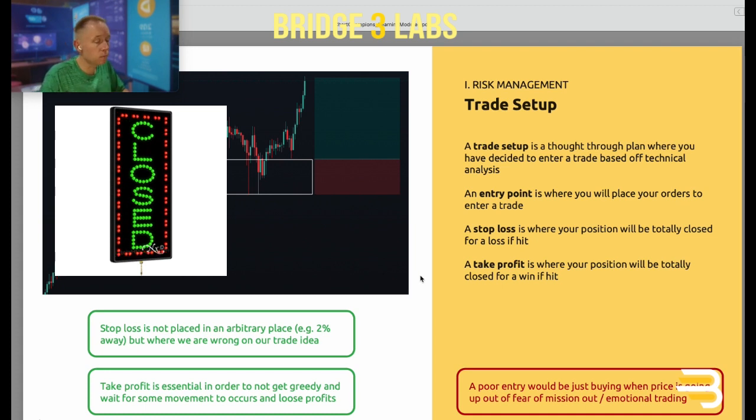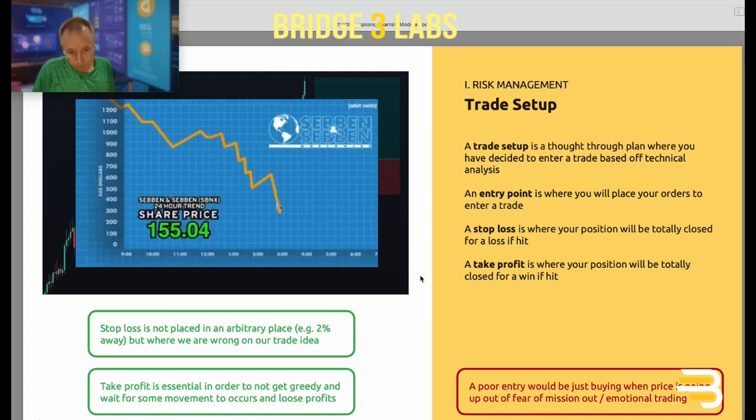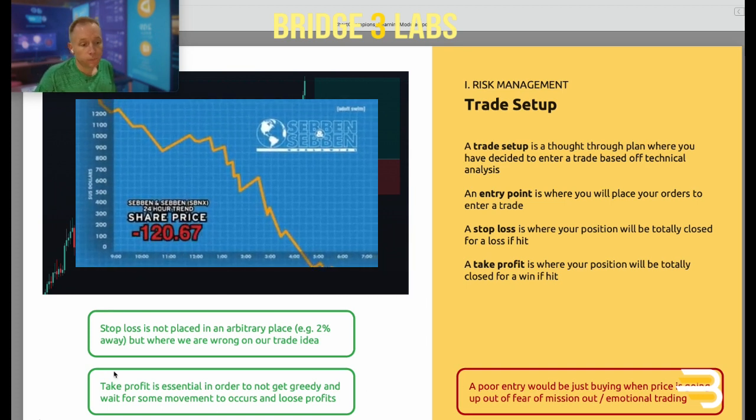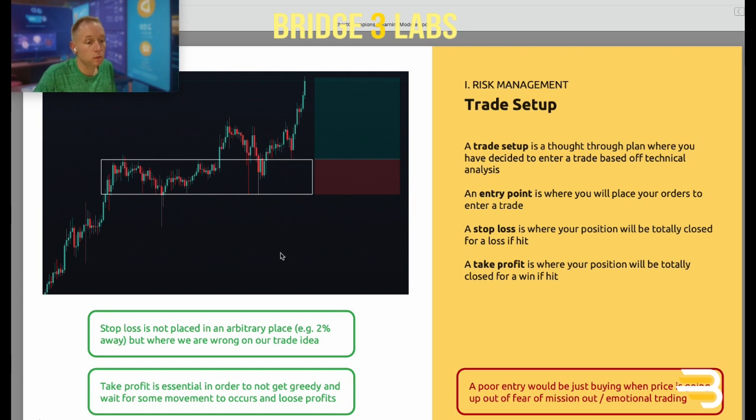And these liquidation points will always be typically above, say if we're talking about Bitcoin or something. What I'm trying to get at is these liquidation points will be above zero, right? So these are liquidation points you've got to protect. A stop loss is not placed in an arbitrary place, for example, 2% away, but where we're wrong on our trade idea.